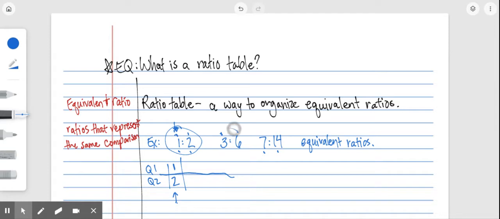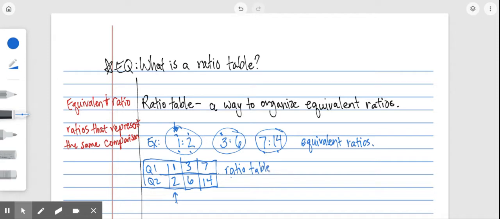So then I take the second ratio, 3 to 6, and I'm going to put 3 first and 6 second. And then the third ratio, 7 to 14, I put 7 first and 14 second. Okay. Now I have a ratio table. This is, let me erase that, a ratio table.